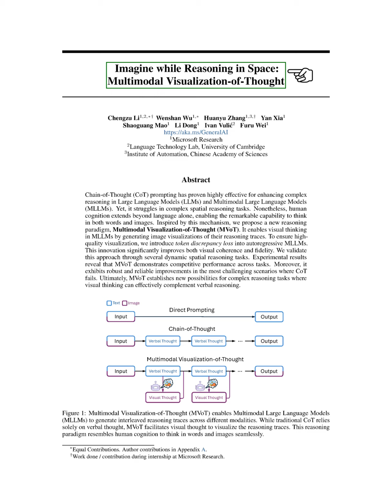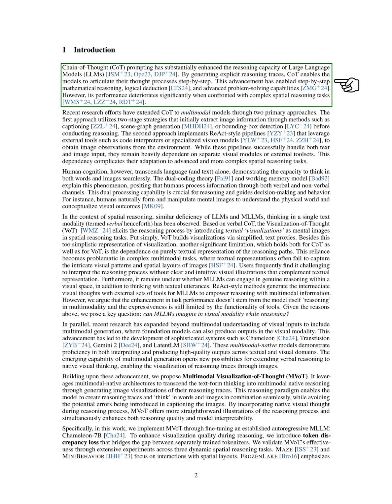Section: Introduction. In this section, we discuss how chain of thought (COT) prompting has significantly improved the reasoning abilities of large language models (LLMs). By providing clear reasoning steps, COT allows these models to express their thought processes in a structured way, enhancing their capabilities in mathematical reasoning, logical deduction, and problem solving. However, we note that COT struggles with complex spatial reasoning tasks.